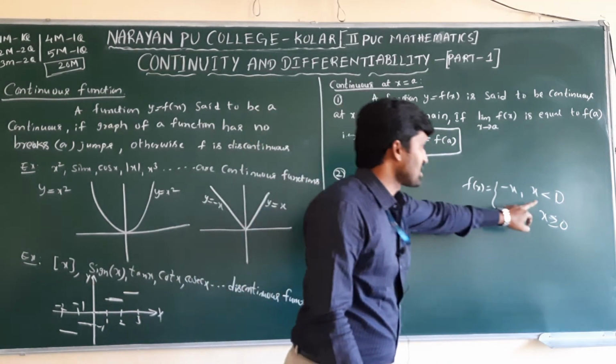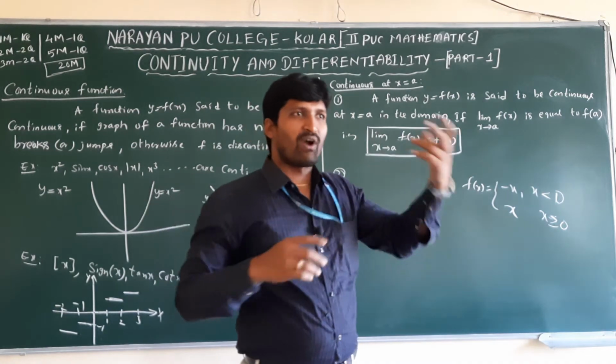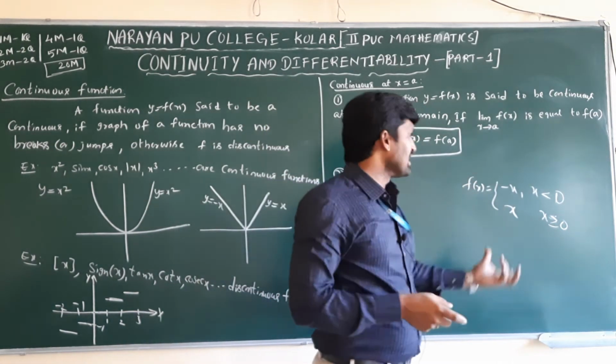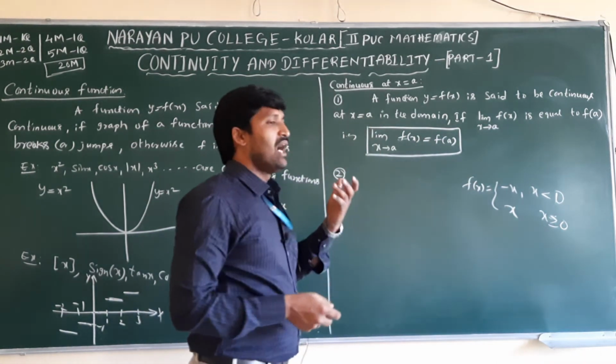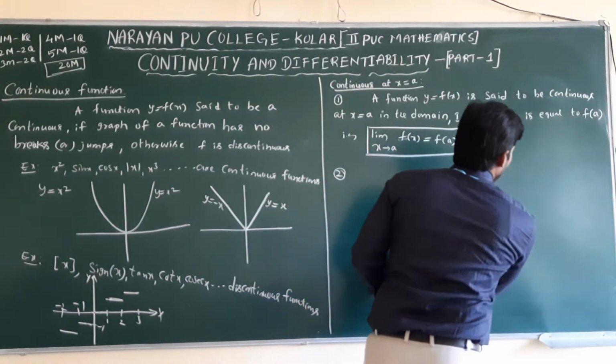Now when the restriction is given like this, for the left side of the value and the right side of the value, the functions are defined differently. In that case we use another formula, and we also know what the condition is. I will tell you.